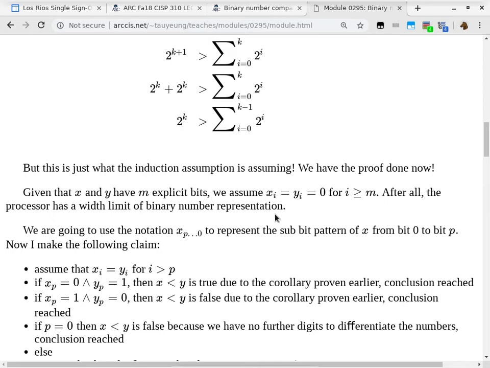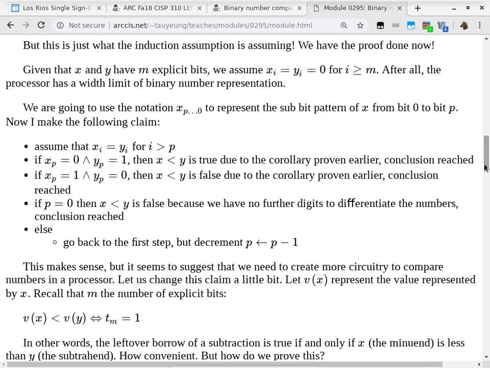So what I do next is I then look at x and y. So x is a binary number, y is a binary number, and they have m explicit bits. In other words, if you're talking about 16-bit numbers, m equals 16. And I say explicit bits because there are always implicit bits to the left-hand side of numbers. I'll give you an example. 16 in base 10 is 1, 6, as a number.